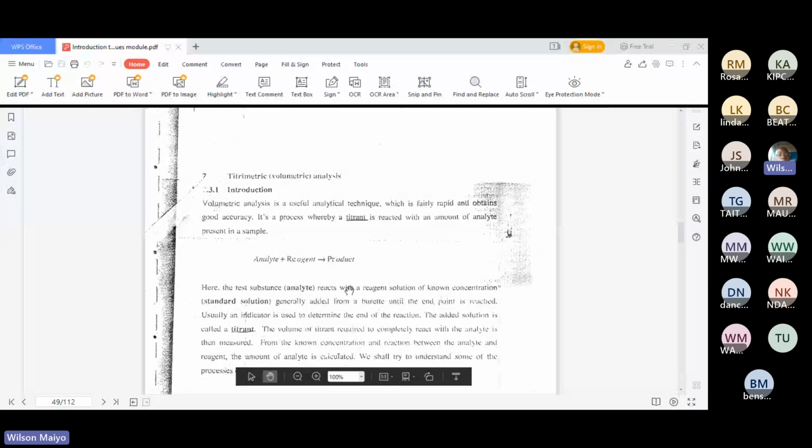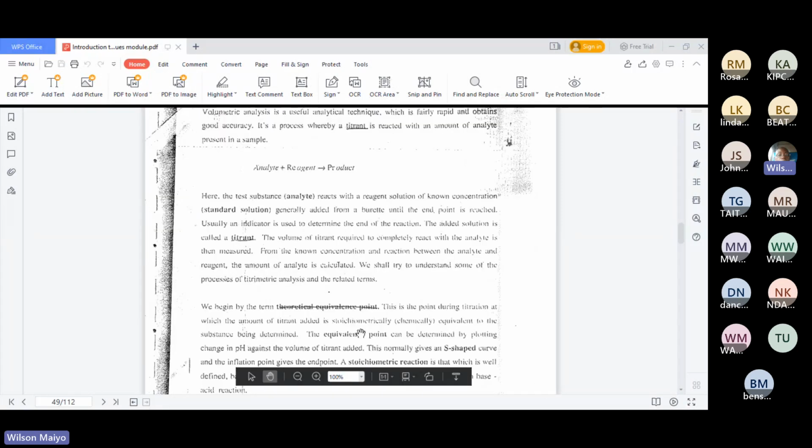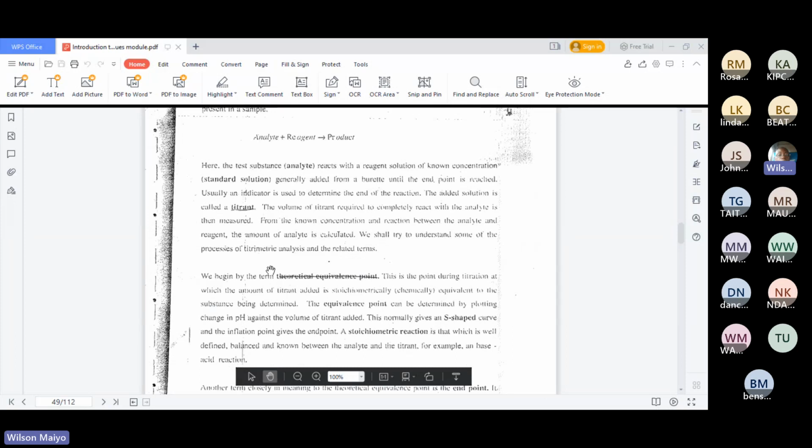So we are told that usually you use an indicator to determine the endpoint of the reaction, and the titrant is the added solution. Then you measure the volume of the titrant required to react completely with the analyte. Once you measure, based on the stoichiometry of the reaction, you can work back and get the concentration of your analyte, using some calculation on the mole concept.